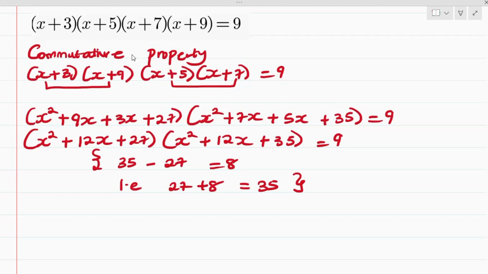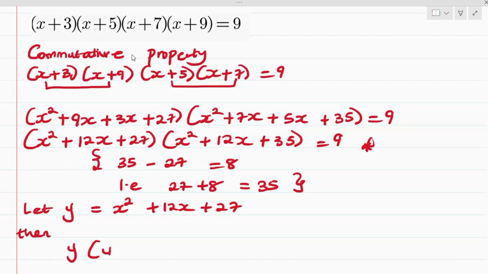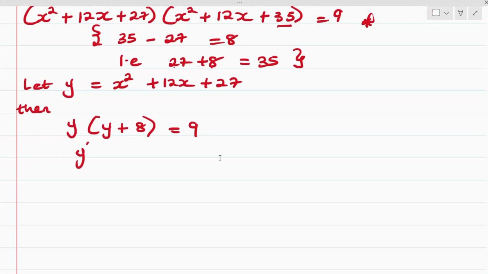At this point, we want to use the substitution method. So we're going to say let y be equal to x squared plus 12x plus 27. If y is this, then we can easily rewrite this equation as y multiplied by y plus 8, remember this is 35, and we know that 27 plus 8 gives us 35. So we have y times (y plus 8) equal to 9. If we open this up, we have y squared plus 8y equal to 9. Rearrange and set to 0: y squared plus 8y minus 9 is equal to 0.